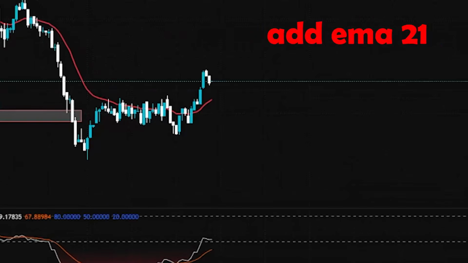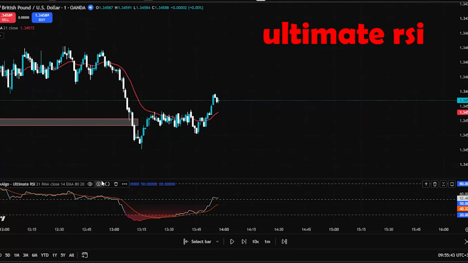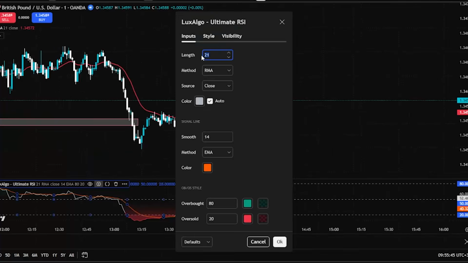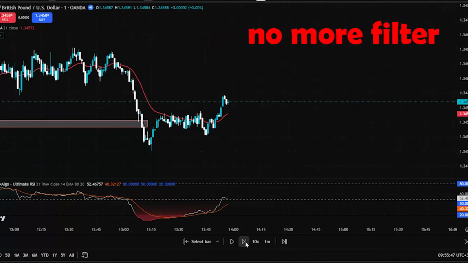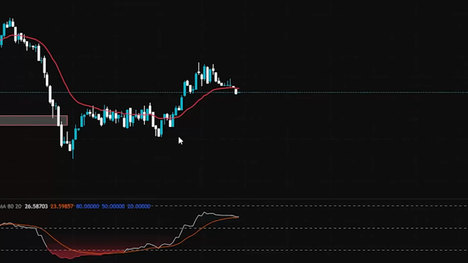For this strategy, the chart setup is very simple. First, we add EMA 21 to the chart. Second, we add ultimate RSI with the length set to 21. That's it. No extra moving averages, no unnecessary filters. The idea is to keep the strategy easy to understand and easy to test.